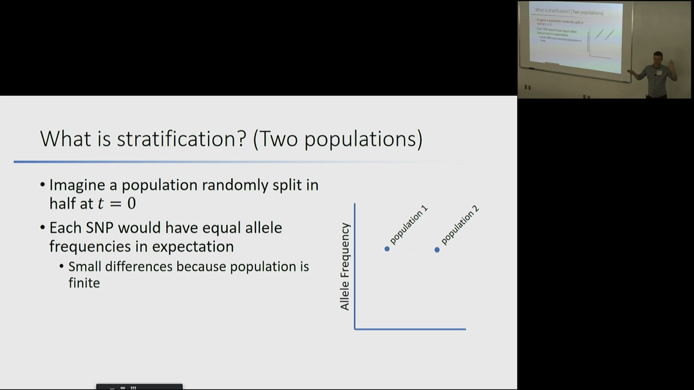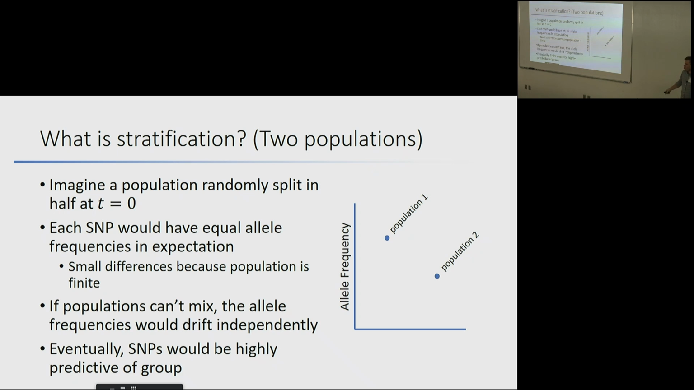There might be small differences due to finite samples, but more or less these populations are going to have equal allele frequencies. But over time, allele frequencies drift just by chance, by what genes happen to be passed on from one generation to the next. And so if these populations can't get over the chasm, then the allele frequency in this population might go up and this one might go down. And so over time, we're going to see differences like this across the genome, across all SNPs.